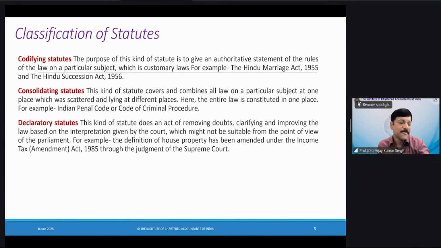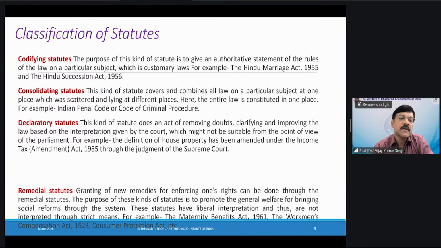For example, in the Supreme Court, there was a decision in Vishakha versus State of Rajasthan. The Supreme Court came up with guidelines on prevention of sexual harassment of women at the workplace. Now, those were guidelines. But later on, these guidelines were declared as a statute under the POSH Act. You people may be knowing about it. So this is a declaratory statute.